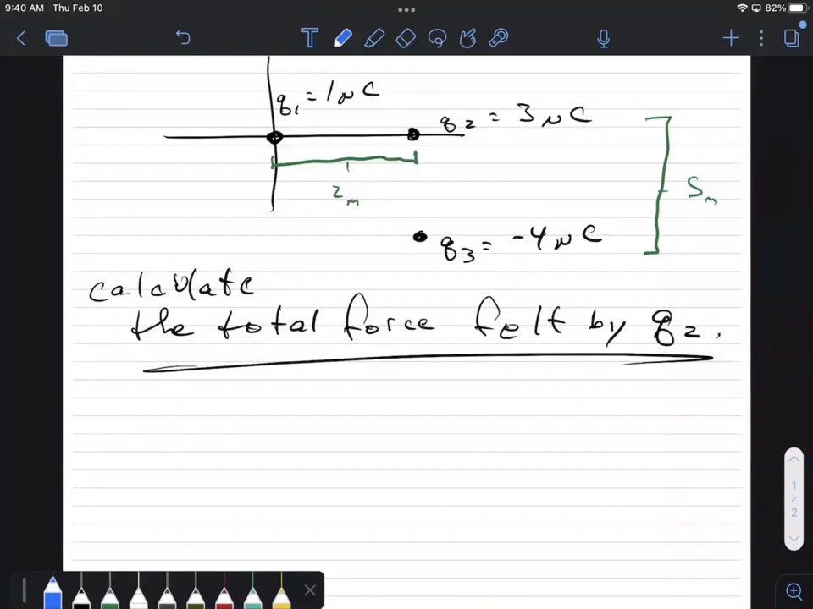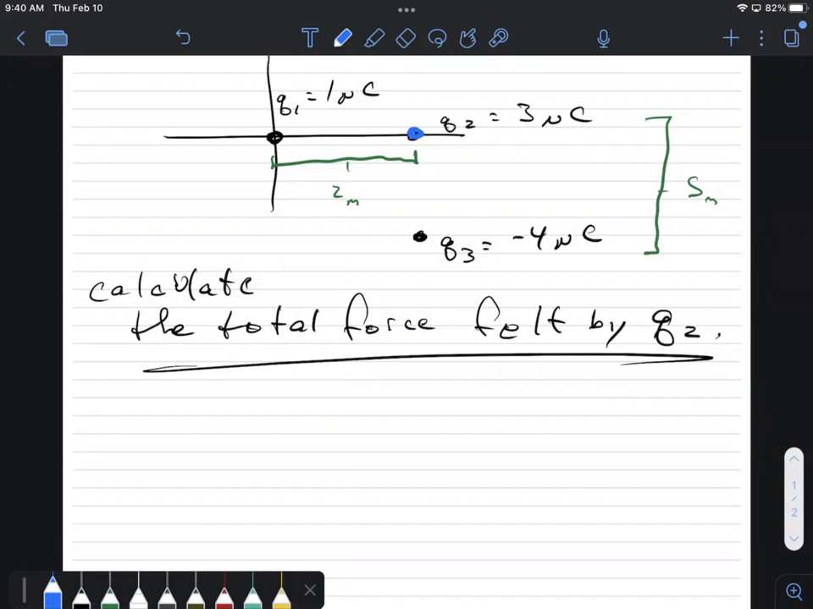Well, firstly, I say Q2 is this charge right here, the top right corner of like a square, it looks like. He's going to feel two separate forces. So if I want the total force felt by Q2, it's really two different forces that I have to add together. Q1 will apply a force to Q2, and Q3 will apply a force to Q2.